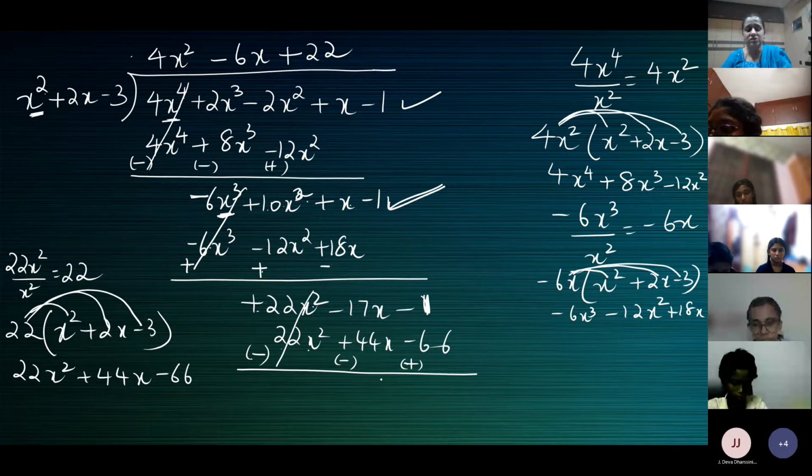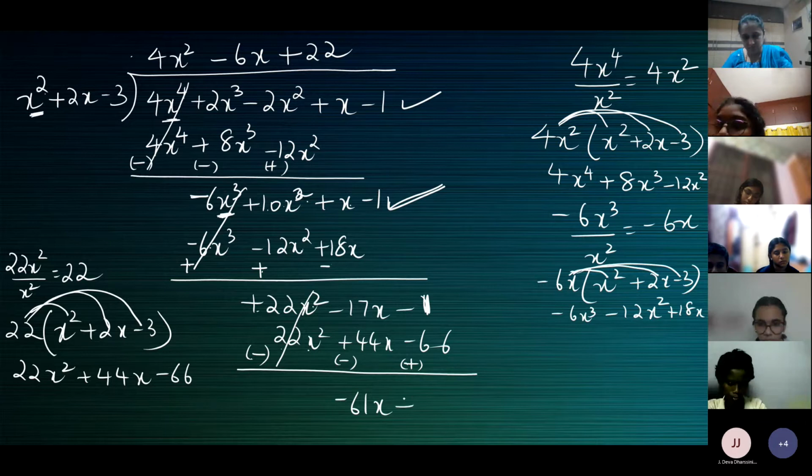Next, Tanishka or Devadarshini. Next. Minus 61x. Minus 3 plus... minus 61x plus 65, ma'am. You understand the division now? Yes, ma'am. Yes.